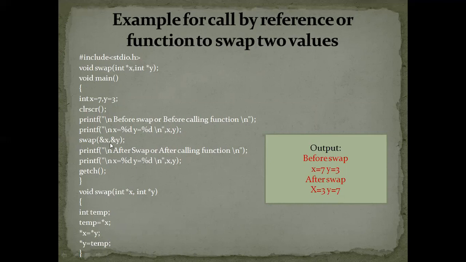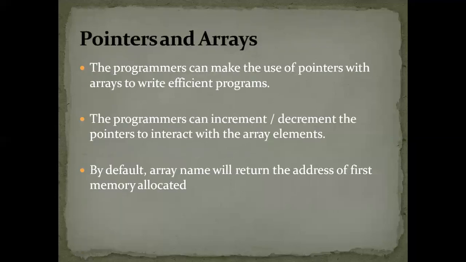Once I perform that operation, finally after calling the function, I'm going to display the values of x and y. So before swap, the value of x is 7 and y is 3. After swap, the value of x becomes 3 and y becomes 7. Understood? So this is a simple program for call by reference to swap two values.